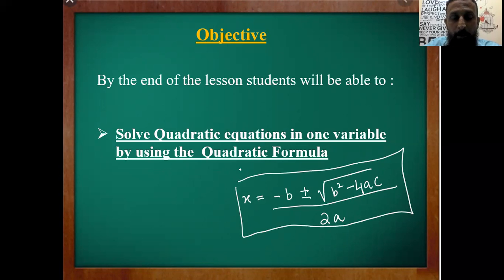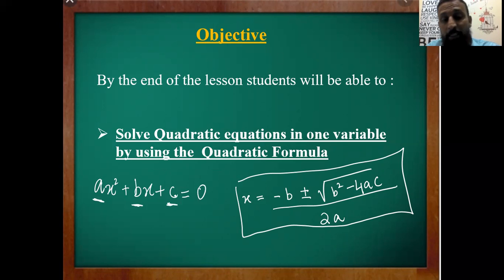Again, I'm repeating, you might be wondering what is a, what is b, what is c. So this is the general form or the standard form of quadratic equation: ax square plus bx plus c equals 0. Now if you look here, a is the coefficient of x square, b is the coefficient of x, and c is the last term or the constant term in the quadratic equation. So you need to take out these values from the given equation which you are asked to solve and plug in this formula called quadratic formula.